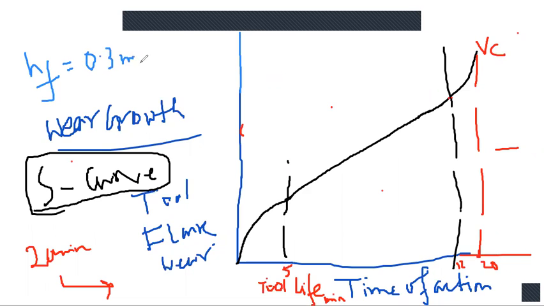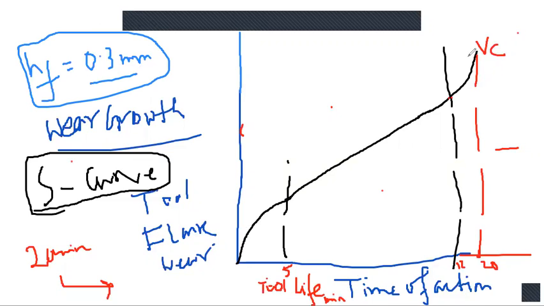The standard value of flank wear is 0.3 mm. If the wear goes beyond 0.3 mm, then we call the tool life of the tool over. This is our tool flank wear line, this is our tool life line. This is standard and valid for almost all types of tool. If the flank wear goes beyond 0.3 mm, then the life of the tool is over.